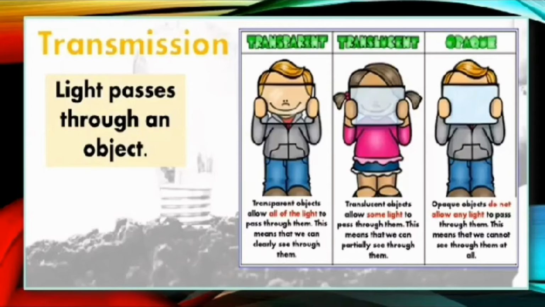Translucent. Translucent objects allow some light to pass through them. This means that we can partially see through them.